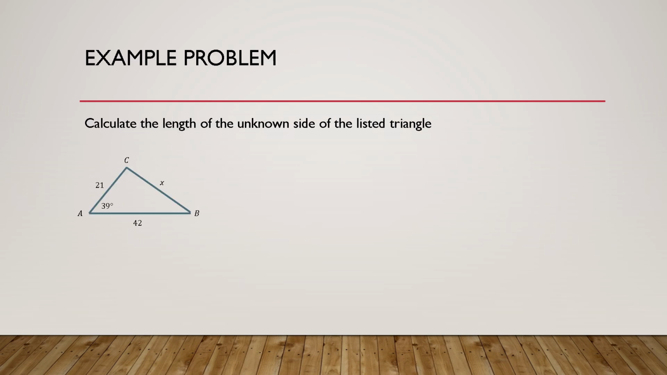In this example problem, we are asked to calculate the length of the unknown side of the prescribed triangle using the law of cosines. In this case, the unknown side x is opposite angle A. The other two sides are given. Therefore, we can use the law of cosines. a squared equals b squared plus c squared minus 2 times b times c times cosine A. Replace b and c with the side values provided, and the angle A is 39 degrees.